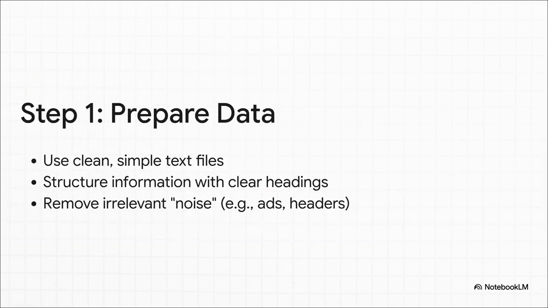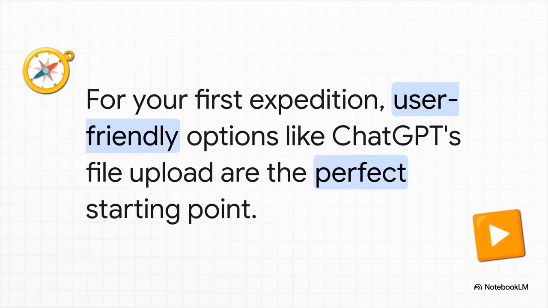Okay, step 1, preparing your data. And this part is absolutely crucial. The quality of your AI's brain depends completely on the quality of the data you feed it. So use clean text files, try to structure your info with clear headings, and get rid of any junk. You know, like website headers, footers, or ads. Clean it up. For step 2, choosing your tool. My advice for your first expedition is to start simple, seriously. A user-friendly, really accessible option like the file upload feature that's already built into tools like ChatGPT is the perfect way to get your feet wet without getting totally overwhelmed.